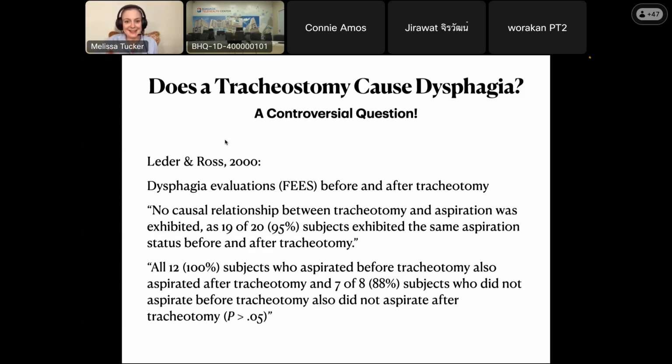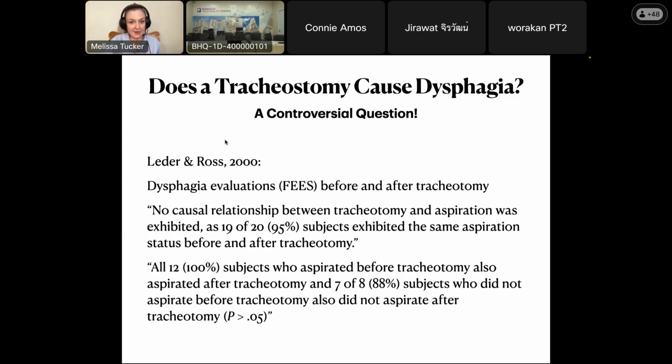And again, the caveat there, this is a fairly small sample size because you can't design a randomized controlled trial where you just give patients a tracheostomy and see if they aspirate. That doesn't exist. So it's hard to find large, well-powered studies on this topic.